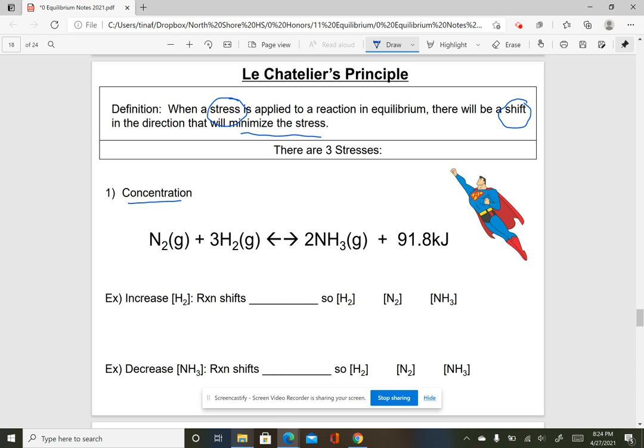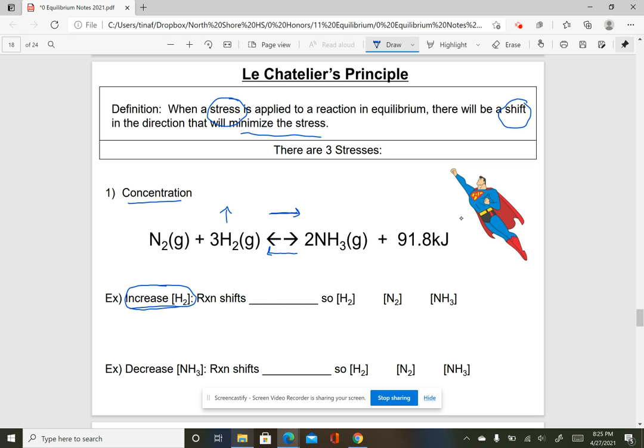So let's see. The first stress given this reaction in equilibrium is to increase the concentration of H2. So I'm going to take an arrow and draw it above H2. Now, if the stress is that I increased H2, the reaction wants to shift in the direction that will make the amount of H2 go down. You're always trying to undo whatever this stress is. So think about it conceptually. Which way is going to make the amount of H2 go down? Going to the right or going to the left?